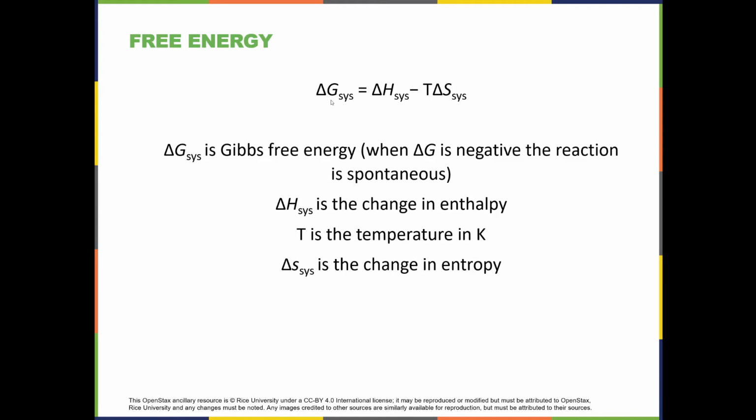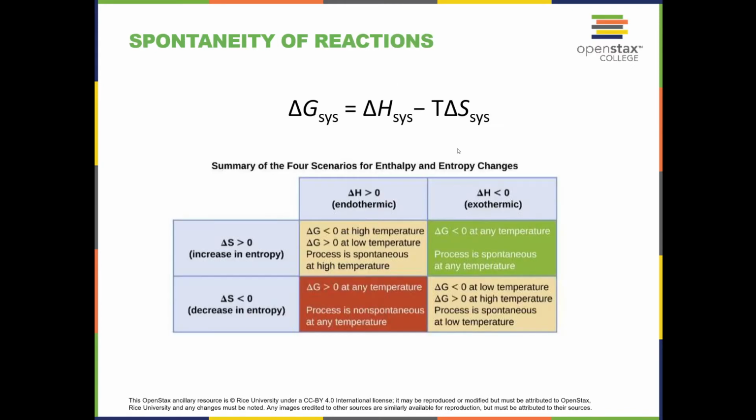So, delta G of the system equals delta H minus T, temperature in Kelvin, delta S, entropy. This is the equation that we're going to focus on from here on out. So let's look at this mathematically, okay? And let's talk about spontaneity in some cases. Let's look at the four cases.